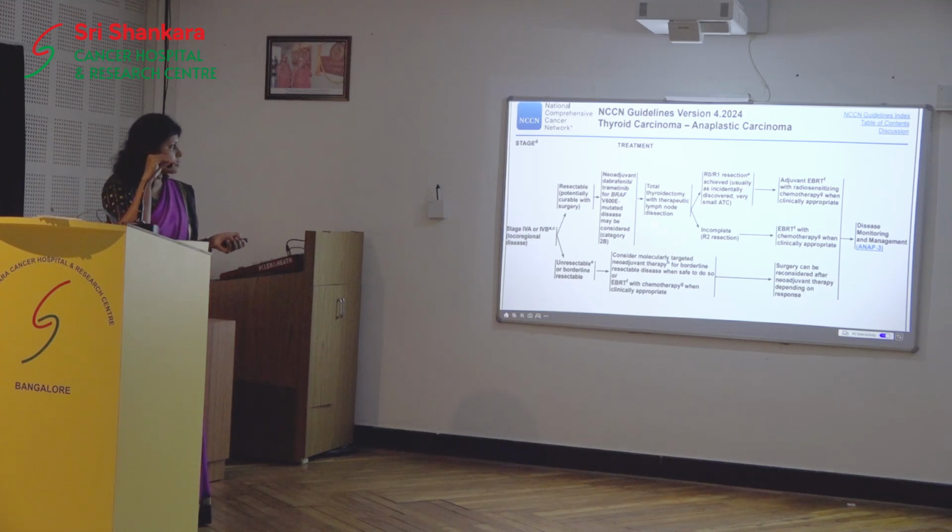So we have to check for these mutations, especially the commonest molecular aberrations that we see in anaplastic thyroid cancer, which is BRAF mutations, particularly the V600E type. So we need to check for these mutations. If possible, do a therapy directed against BRAF V600E or target with a multi-tyrosine kinase inhibitor. So this is for borderline resectable.